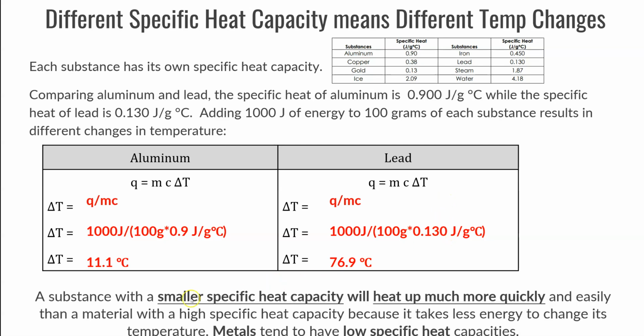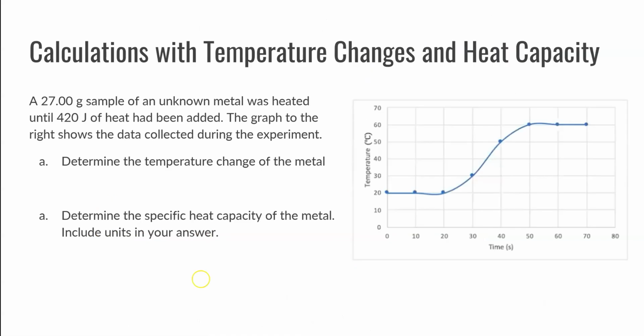So a substance with a small heat capacity will heat up much more quickly and easily than a material with a high heat capacity because it takes less energy to change its temperature. So metals generally have very low heat capacities.